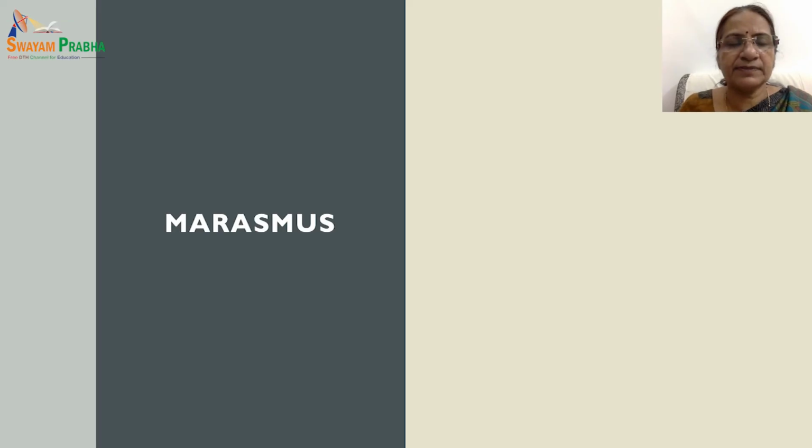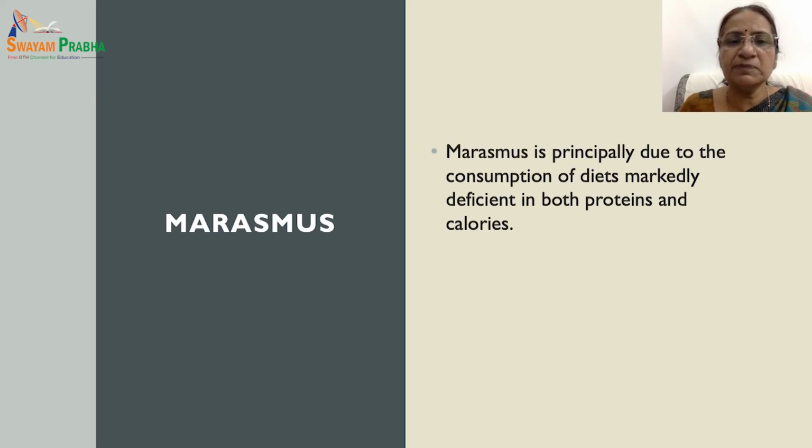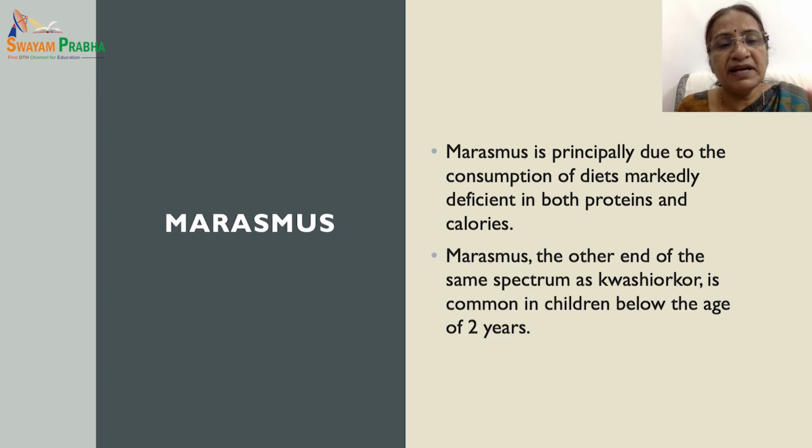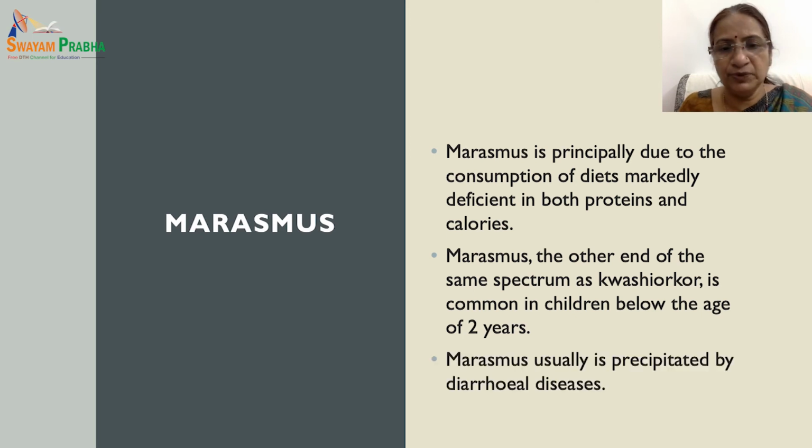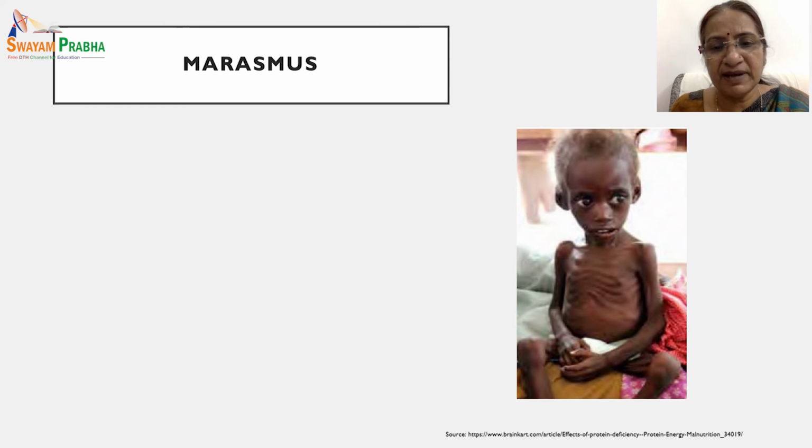Now, marasmus. Marasmus is principally due to the consumption of diets markedly deficient in both proteins and calories. Marasmus, the other end of the same spectrum as kwashiorkor, is common in children below the age of 2 years. Marasmus usually is precipitated by diarrheal diseases. Now, the clinical features of marasmus.